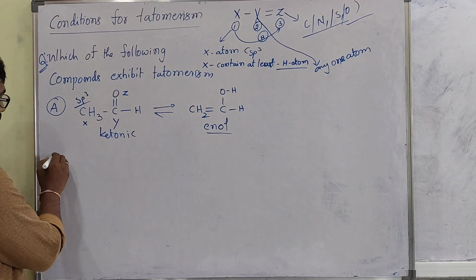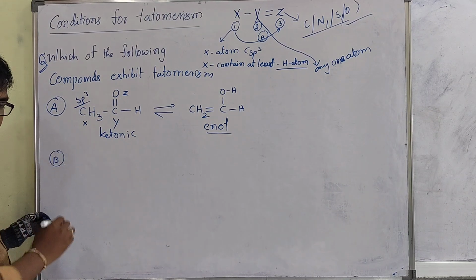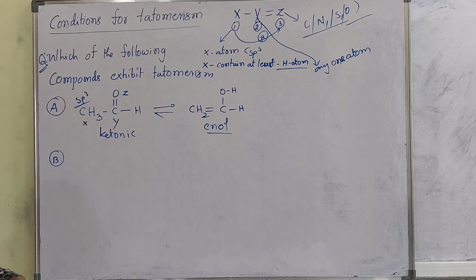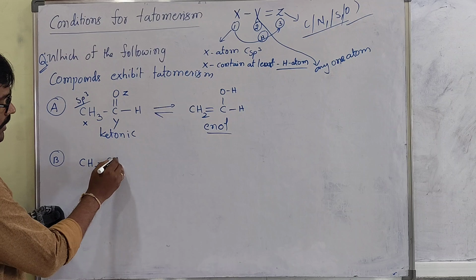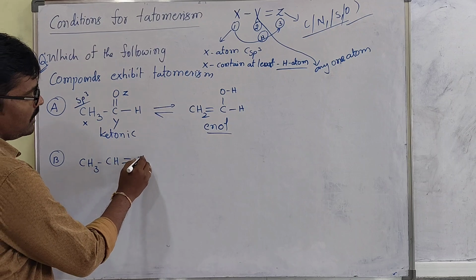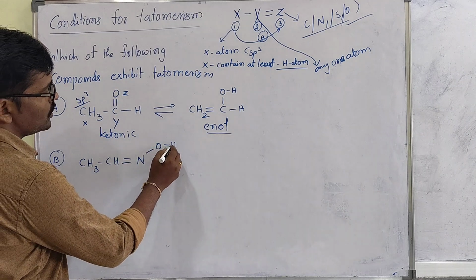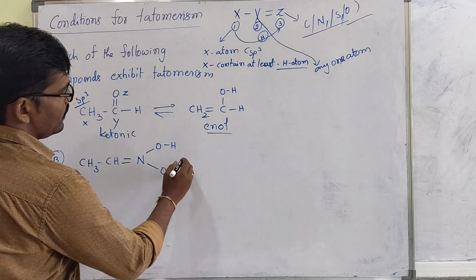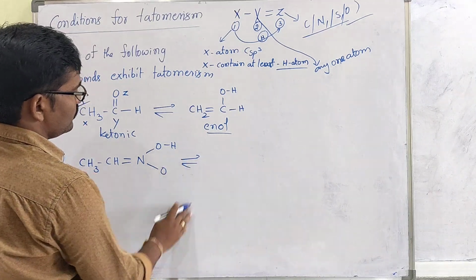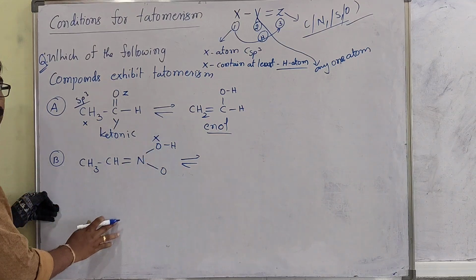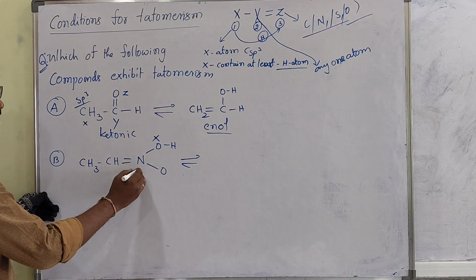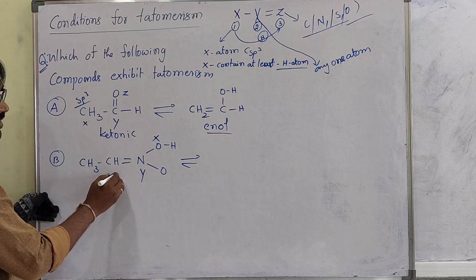Clear? Then next one more compound we'll see. One more compound, that is CH3, bond CH, double bond N, bond OH, bond O. So look at this compound. So just you have to take it as this is X, then this is Y, then this is Z. We can take, right?